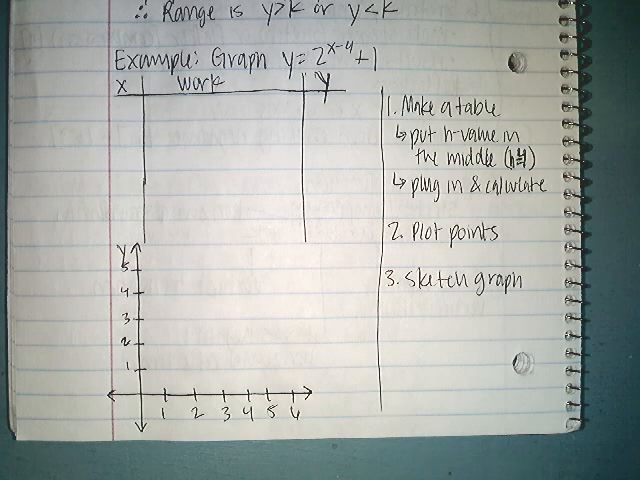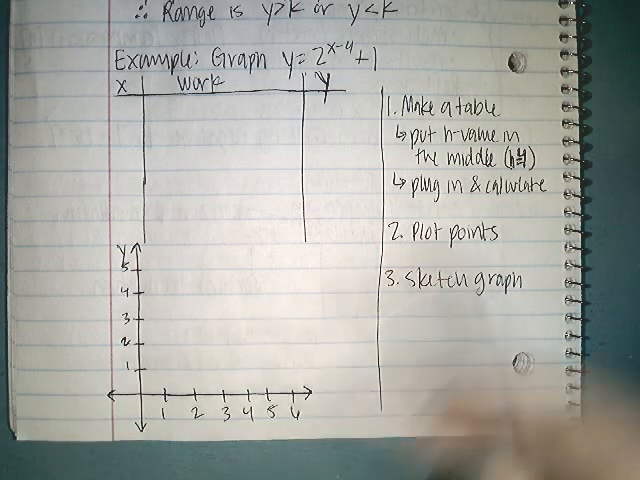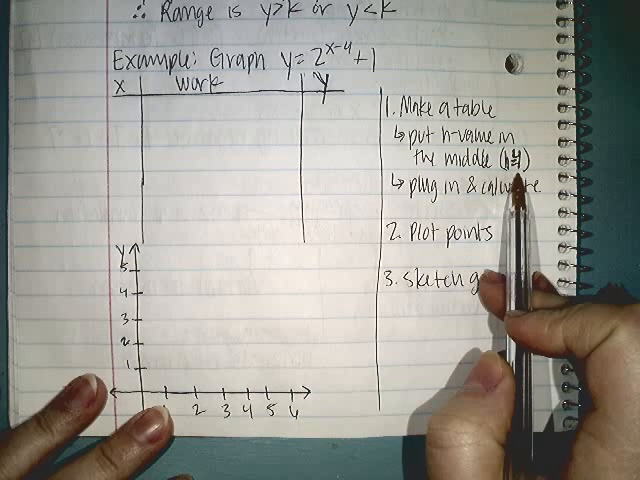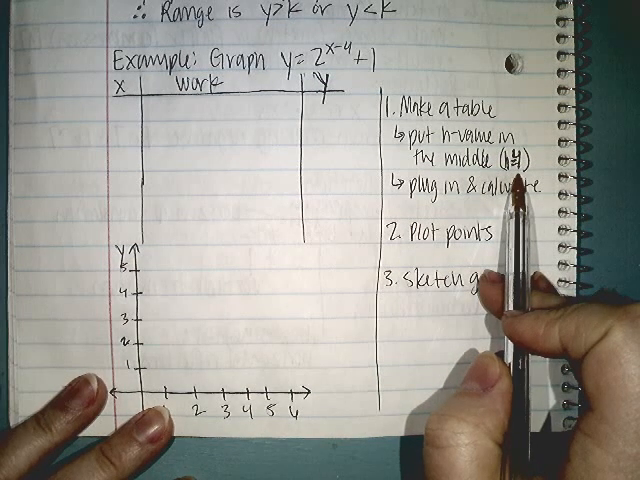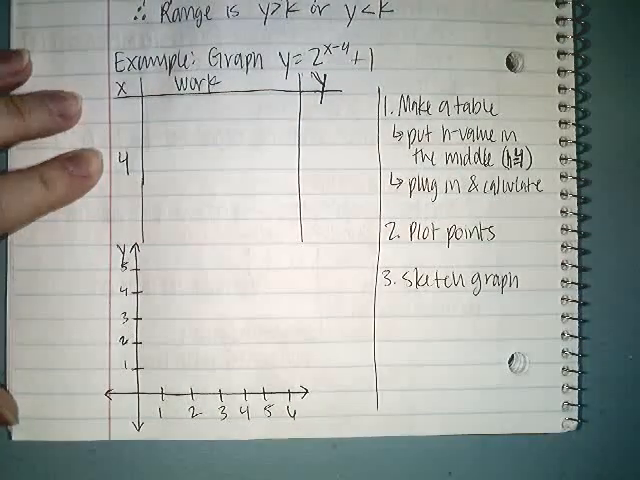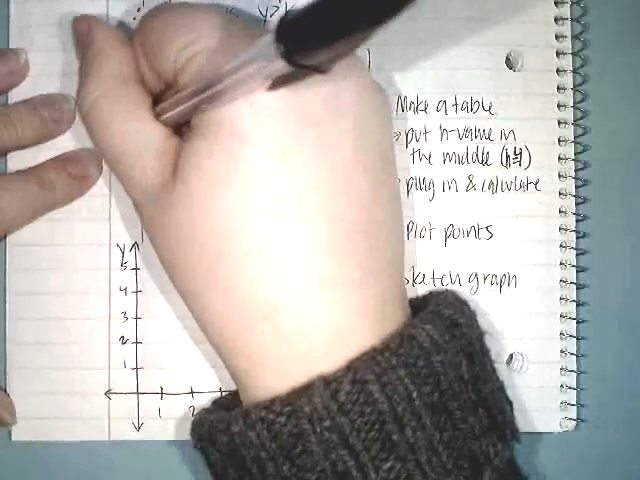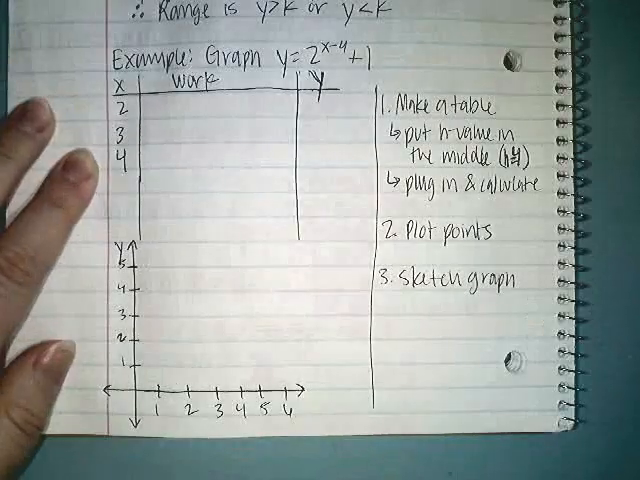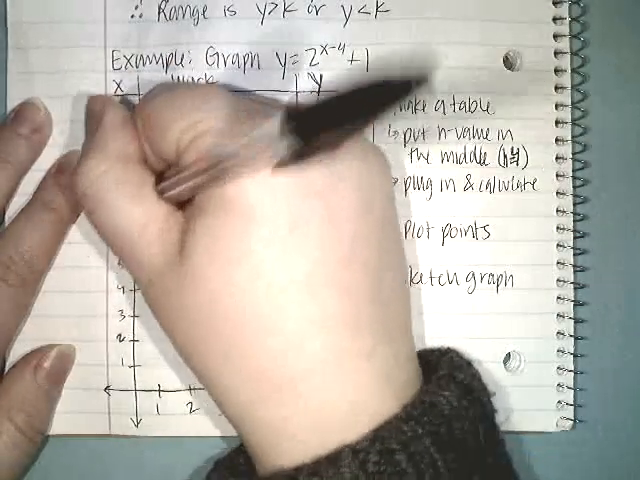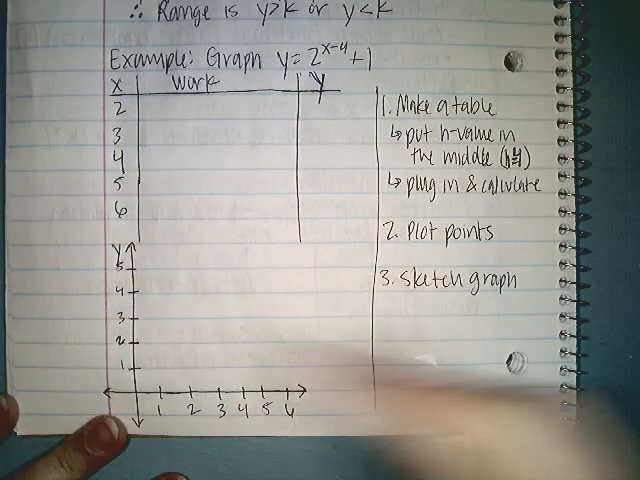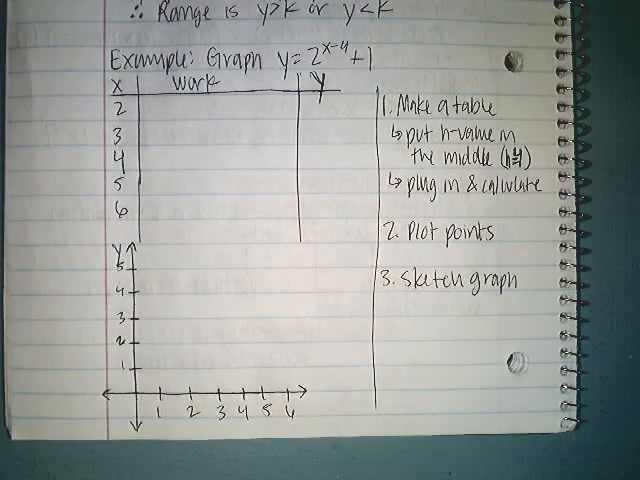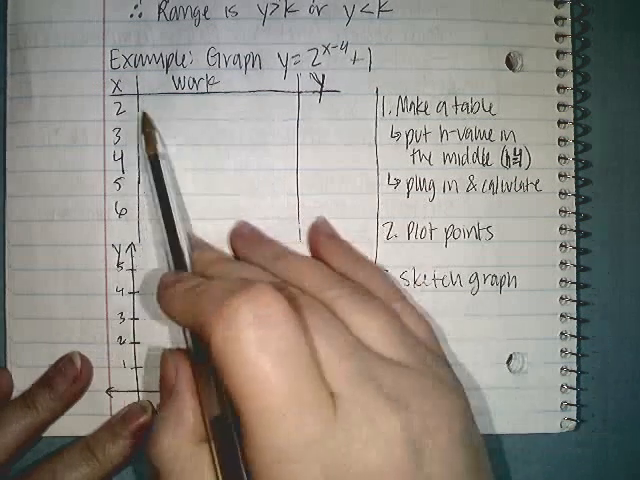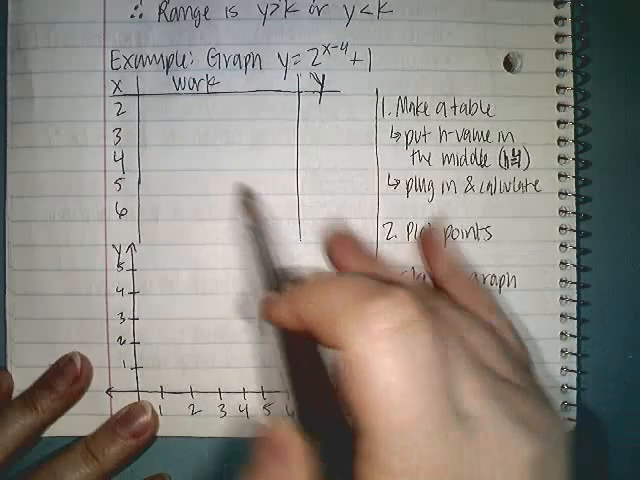So in order to make this table, I'm going to put my h value in the middle. So I just told you here, h in this problem is actually 4. So I'm going to put 4 right here in the middle. And I'm going to do 2 values before this, so 3, 2. And I'm going to do 2 values after this, 5, 6. So I've made my table by putting h in the middle, just like we did with our vertex in quadratic functions. Now I'm going to plug in these x values and get my y values.